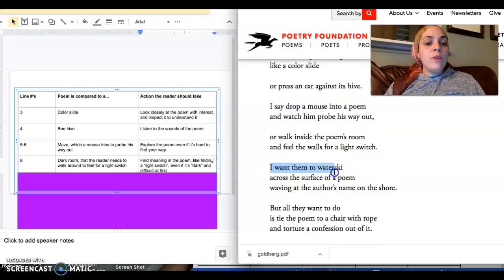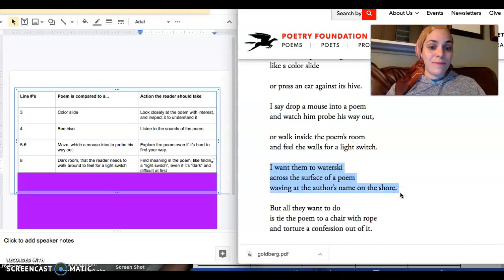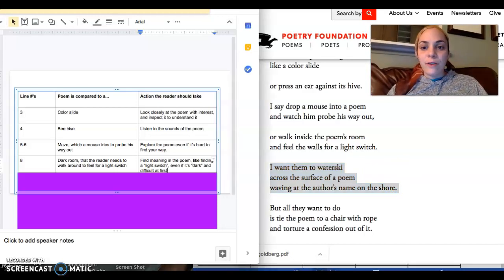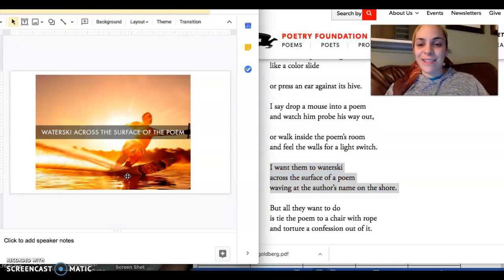I want them to water ski across the surface of a poem, waving at the author's name on the shore. Okay, so let's see. Picture here. I don't know if any of you have gone water skiing before. It's a lot of fun. I haven't done it in many years. Here's the water skier, and he is going across the surface of the poem.